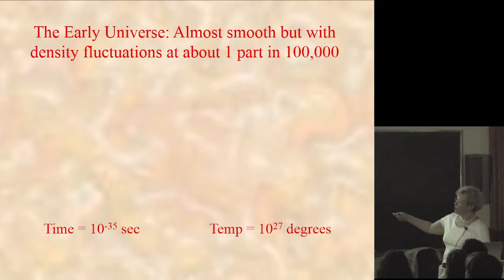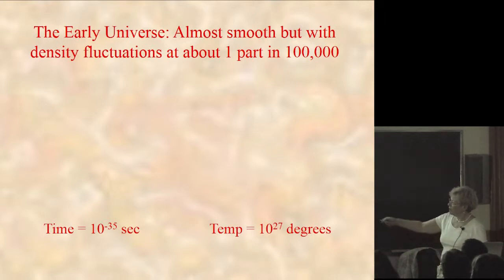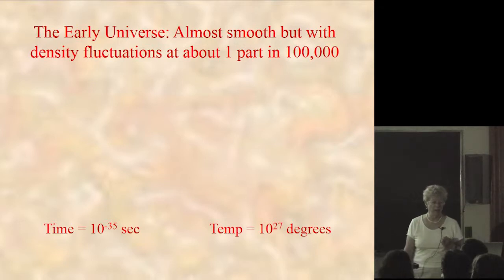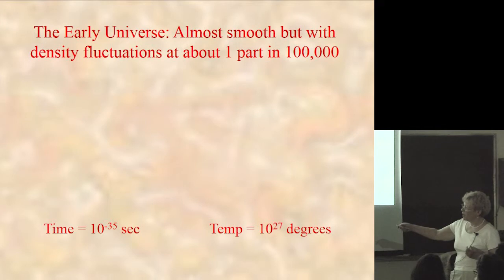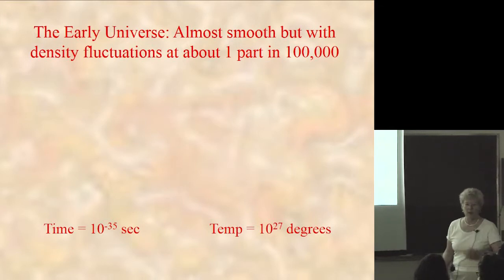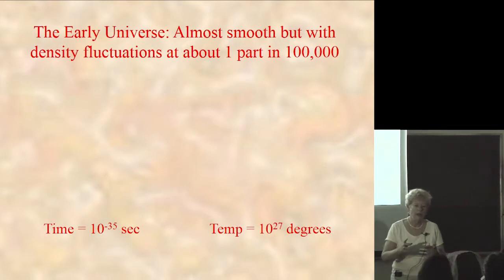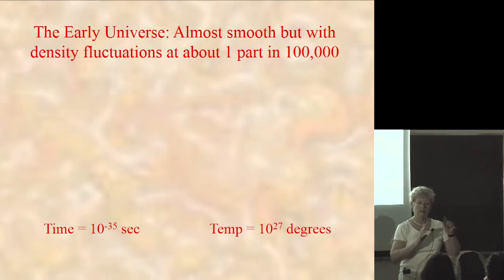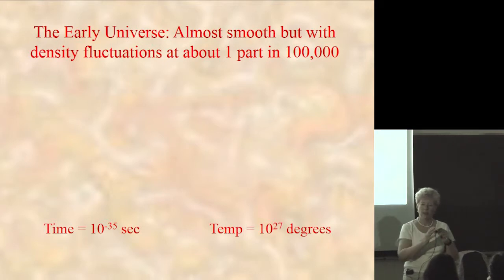Unbelievably hot, a temperature of 10^27 degrees. Okay. So that's 27 factors of 10 strung together. And a very, very early time, 10^-35 seconds. What does 10^-35 even mean? Well, 10^-1 is a 1 with a 10 in the denominator. Okay, it's a fraction, 1/10.